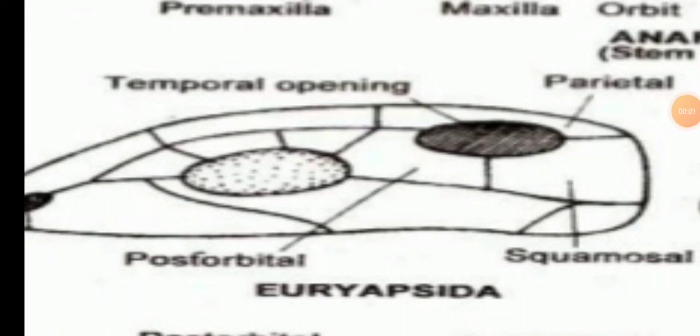The next one is Euryapsida. You will find that only one temporal opening or fossa, that is the supratemporal fossa, is found closer towards the roof. In the diagram you can see it is moved to the roof and is flanked by the parietal bone, postorbital bone and squamosal bone. So here no extra bone is present.